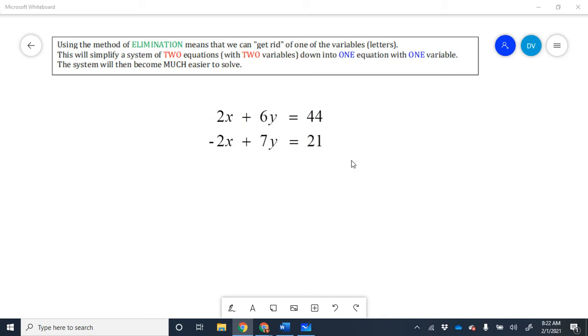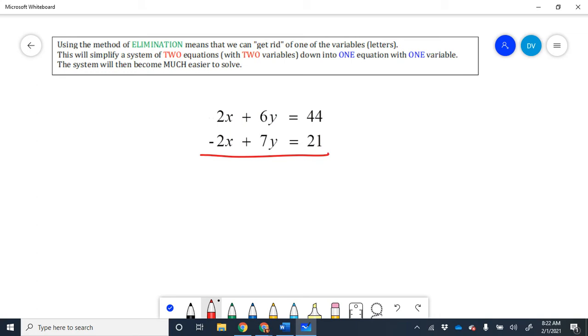Remember that one of the ways that we can eliminate a variable is by adding these two equations. What equation will we get if we add these two equations? If we add these two, we're going to add all the like terms here. Let's add the constants first. Let's add 44 and 21. That'll add up to 65.